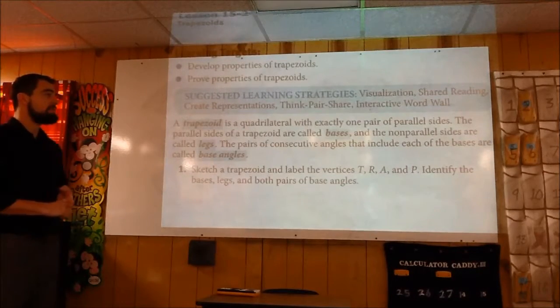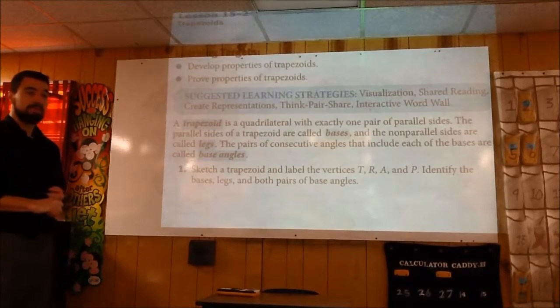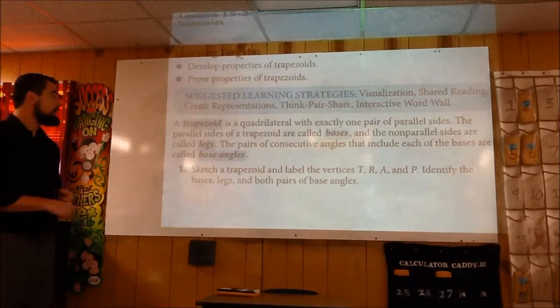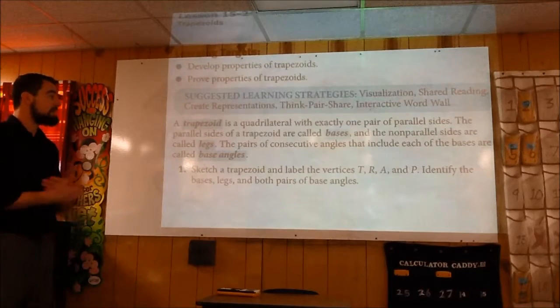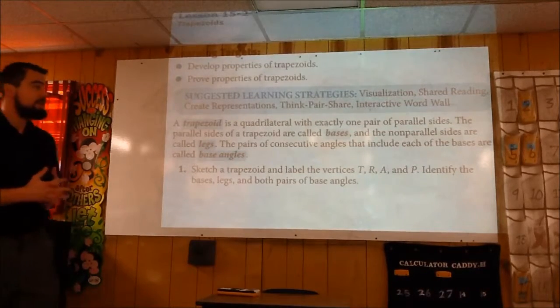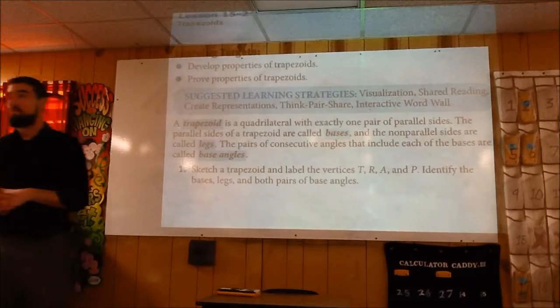Parallel sides are bases, the non-parallel sides are legs. And the last thing is about the base angles of trapezoids. Pairs of consecutive angles that include each of the bases are called base angles.